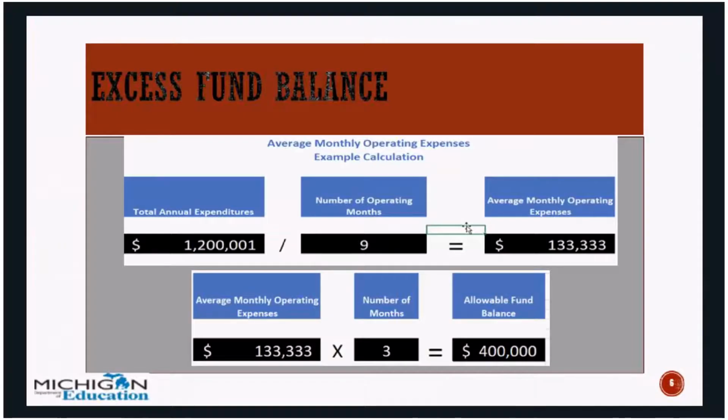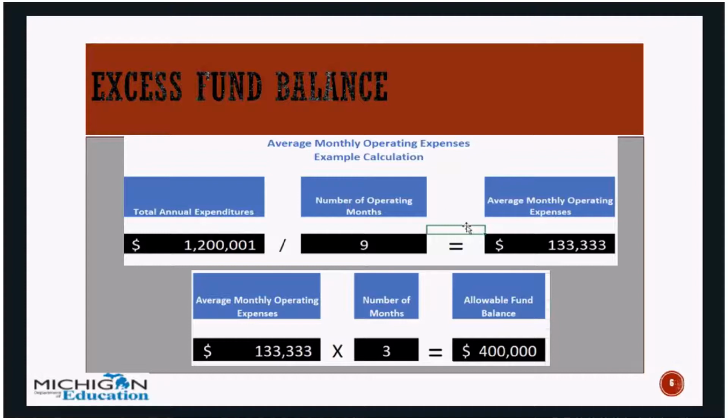The excess fund balance calculation chart provides an explanation and examples of how to determine if an SFA has an excess fund balance. Use the following method to calculate the average monthly operating expenses. Divide the total annual expenditures without capital outlay by 9. 9 is the number of full operating months in a school year. To calculate the allowable fund balance, multiply the average monthly operating expenses by 3 to calculate 3 months average expenses.